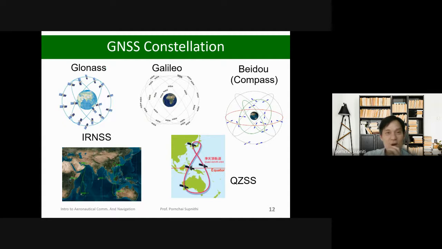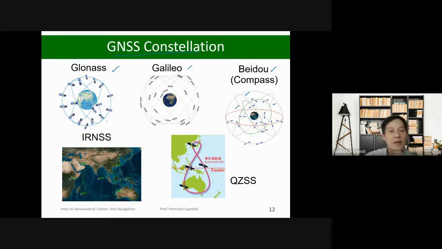Okay, so for GNSS constellations, these are the different constellations: GLONASS, Galileo, Beidou, and also GPS. They are global, so they have different planes of satellites all over the world. You can see they're different planes. All systems are like that.